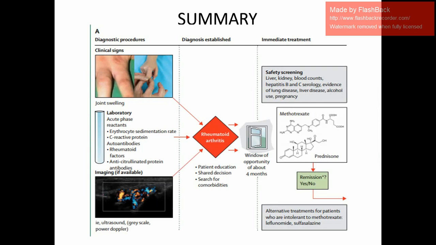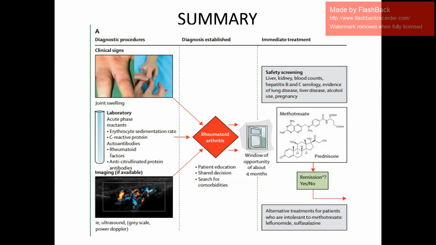The summary is, once rheumatoid arthritis is diagnosed using the EULAR criteria 2010, immediately treatment is initiated with methotrexate. Methotrexate with prednisolone. Prednisolone will act as a bridge therapy till methotrexate is fully active. It takes about 2 to 6 months. If methotrexate cannot be used, then leflunomide or azathioprine may be used.